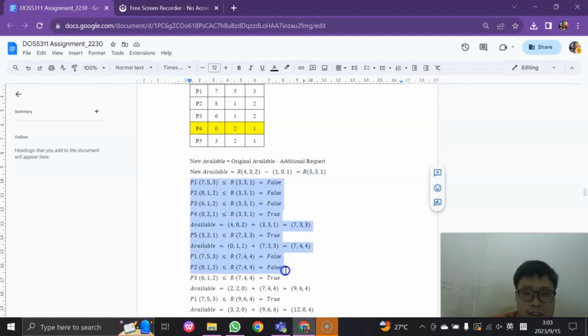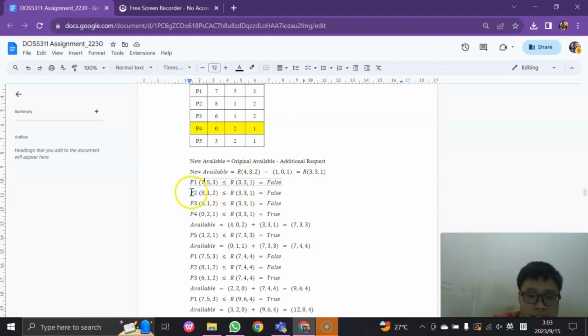Now we calculate for this system. First we go to process P1. 7 5 3 is not less than or equal to 3 3 1. Now go to the next process, P2. 8 1 2 is not less than or equal to 3 3 1. Now go to the next process, P3. 6 1 2 is also not less than or equal to 3 3 1. Now go to the next process, P4.